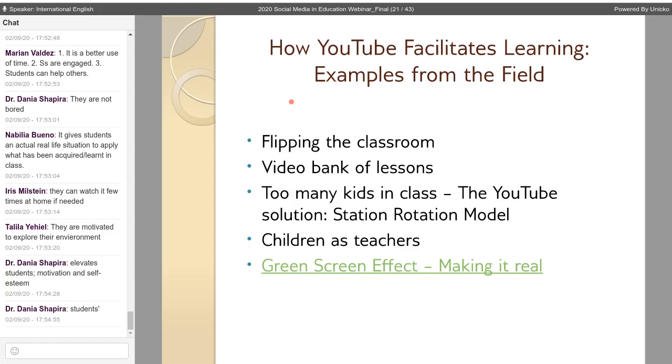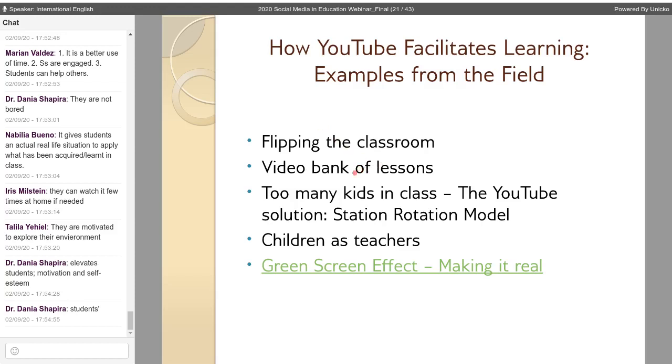Station rotation model. What is a station rotation model? A station rotation model is a model where some students can watch their YouTube videos on their smartphones or tablets, and other students work on or do a mini project.